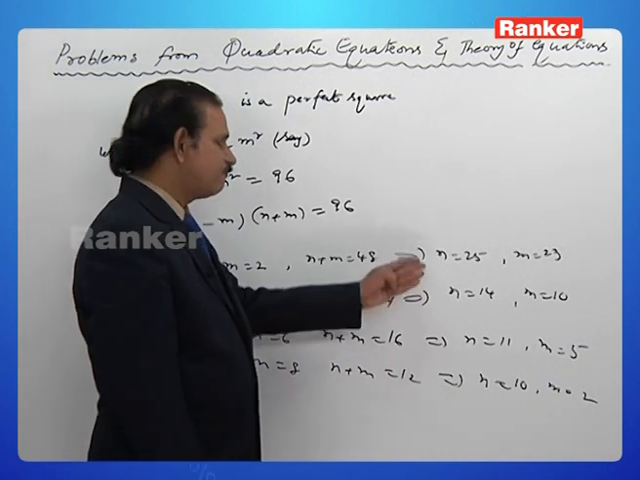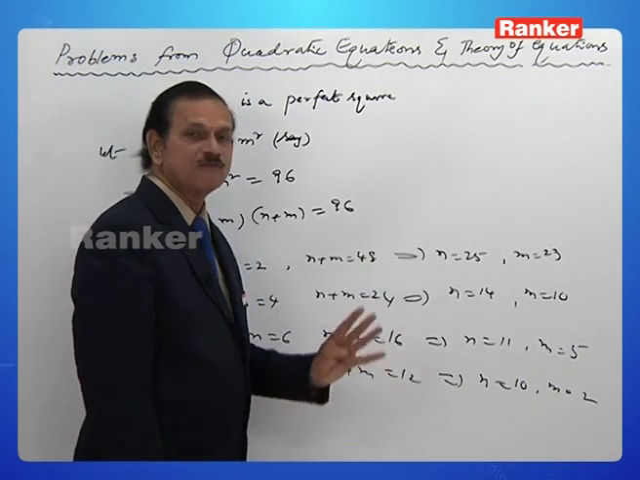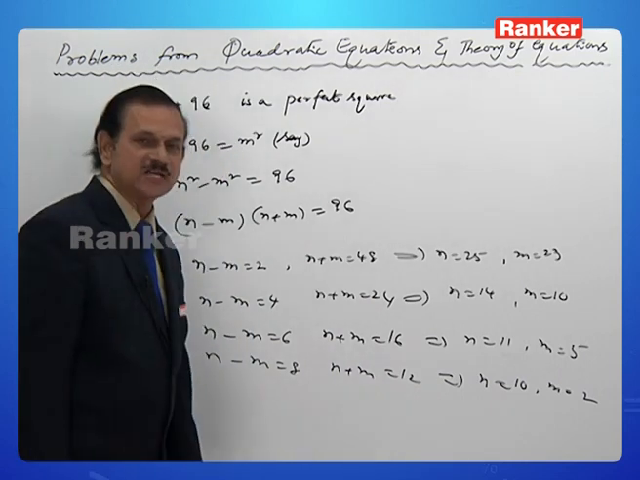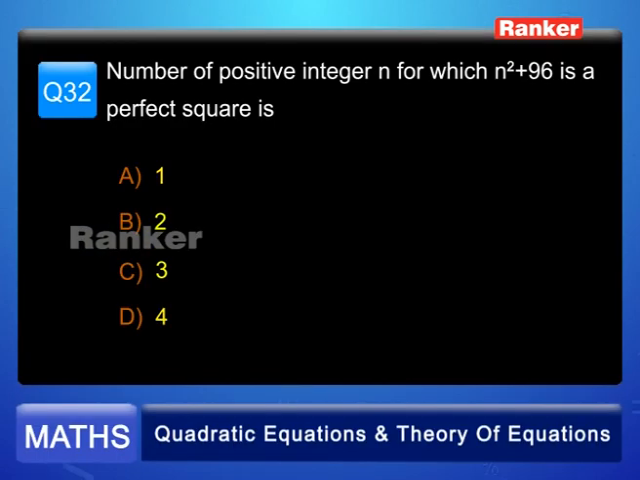So, what are the possible values of n? 4 possible values of n are there to get n square plus 96 as a perfect square. What is the right option? Option D is the right option. Fourth option is the correct answer.